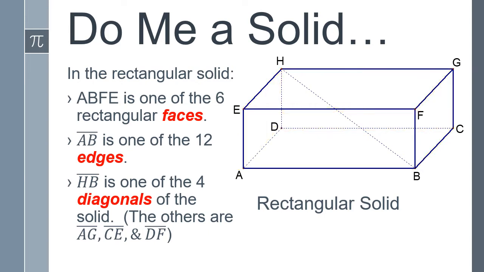Next, we'd have one of 4 diagonals. So here would be 1. You'll notice this starts at the top and finishes at the bottom corner. That's a diagonal of a rectangular solid. They kind of crisscross through the solid.